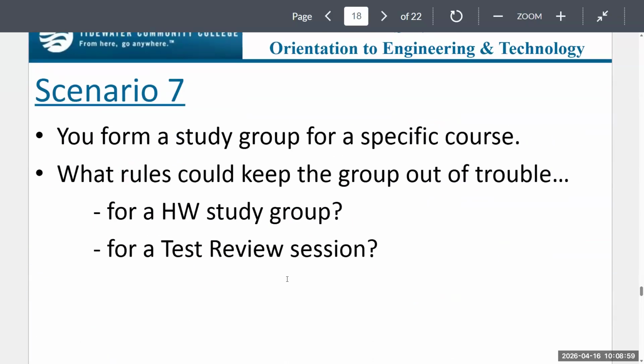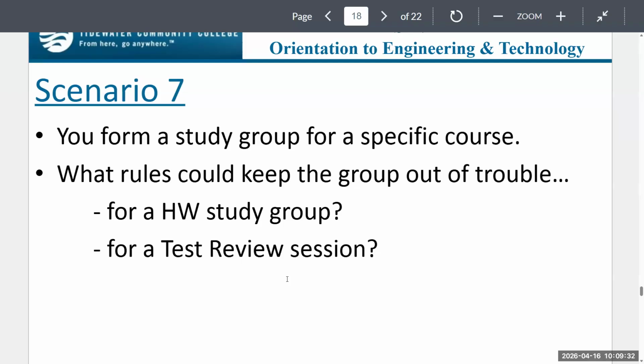You form a study group for a specific course. What rules could keep the group out of trouble for a homework study group or for a test review session? Okay, so you must go over the rule. You must make sure everything is crystal clear from the instructor's instructions, right? Look over the instructions very carefully. Make sure they're clear. If they're not clear, talk to the professor.